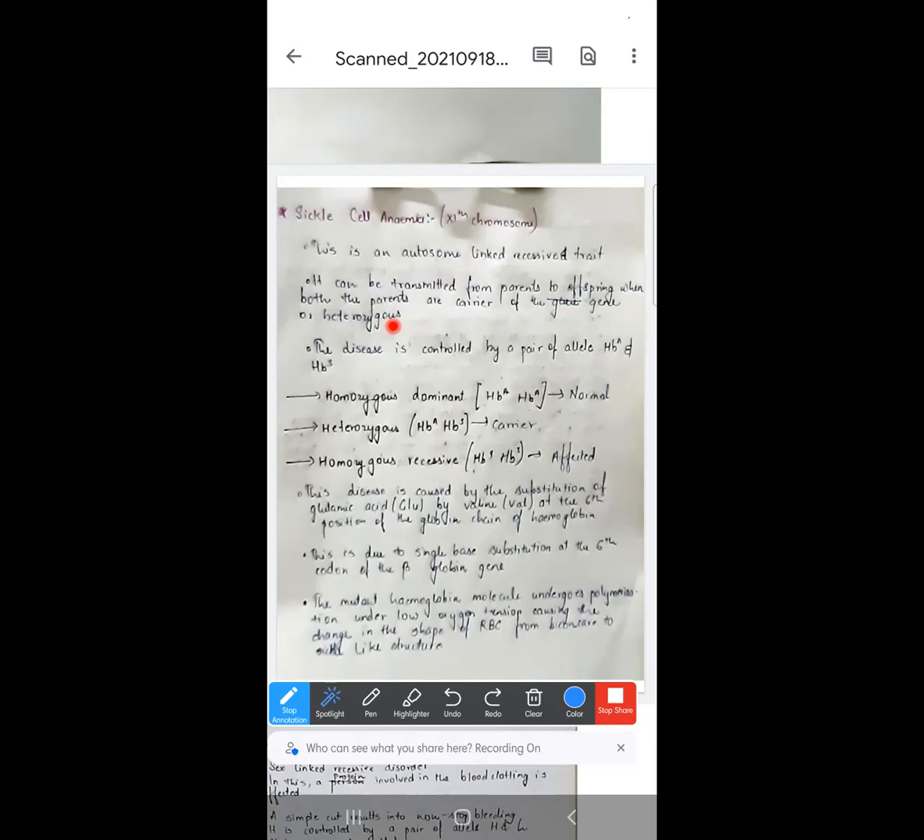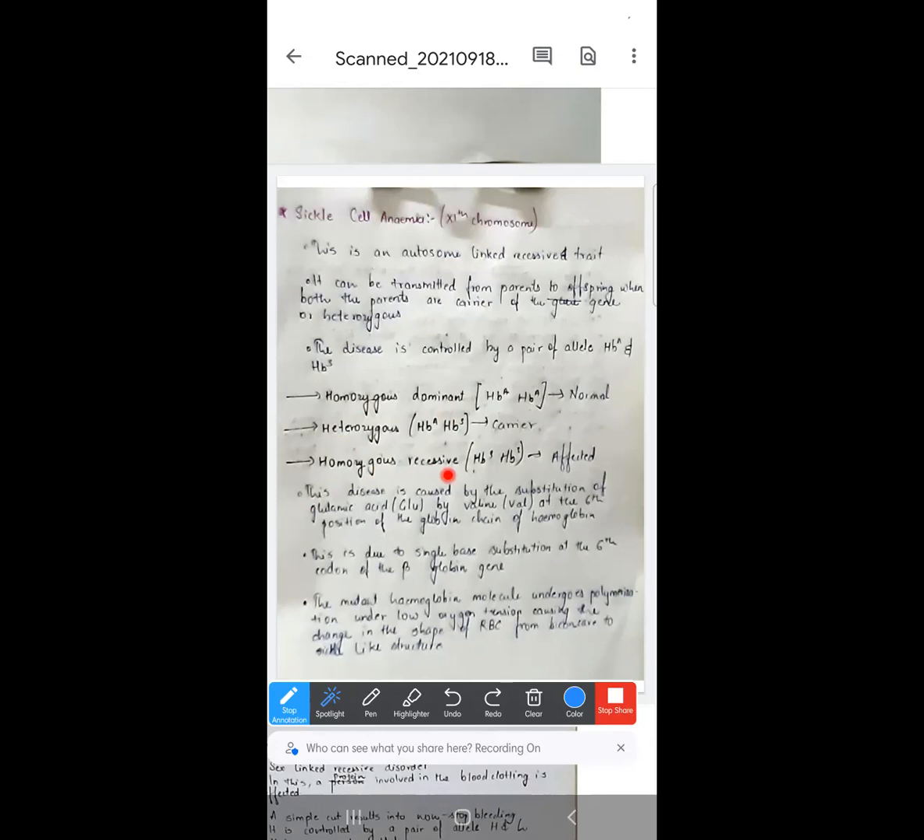This disease is controlled by a pair of alleles, HbA and HbS. HbA is dominant and HbS is recessive, which causes sickle cell anemia. So homozygous dominant HbA HbA is a normal condition. Heterozygous HbA HbS, that individual is a carrier of sickle cell anemia, and homozygous recessive, that is HbS HbS, that person is affected with sickle cell anemia.